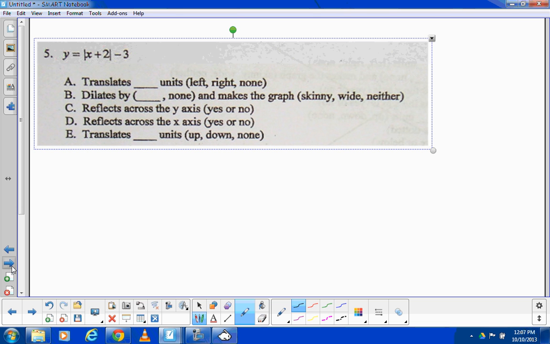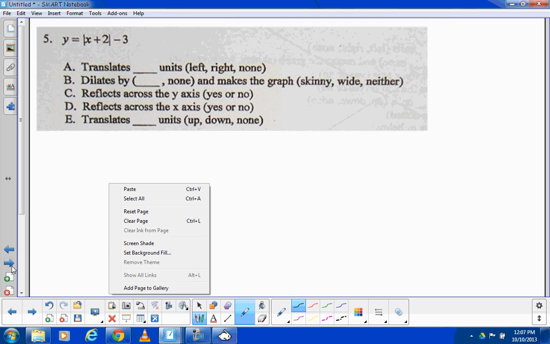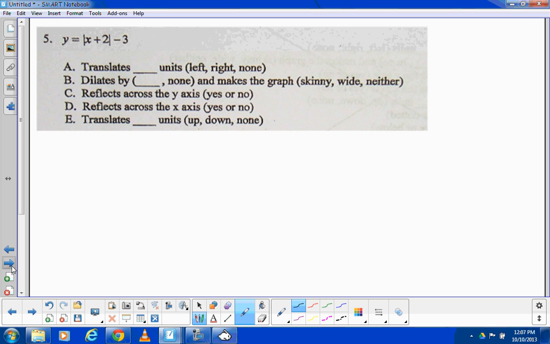All right, now 5. Here's where we're starting to do the graphs. Okay, this one says, all right, we're going to translate. So this would be 2 units to the left. It's going to go in the opposite direction there. Dilates by, well, this doesn't have a dilator. Now, since it doesn't have a dilator, it's not going to be skinny or wide. It's just going to be like the standard width there. All right, reflects across the y-axis. So I don't see any negative sign on the inside or the outside. So it doesn't reflect across either there. And this is going to translate right there 3 units down.